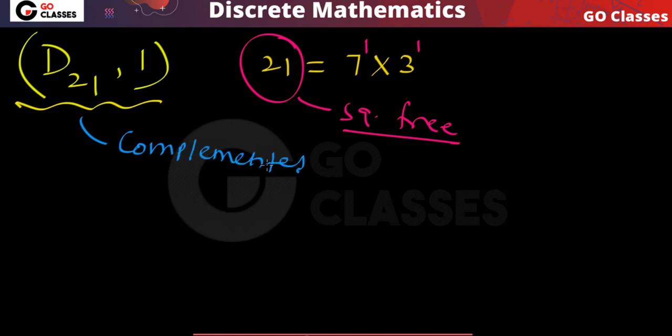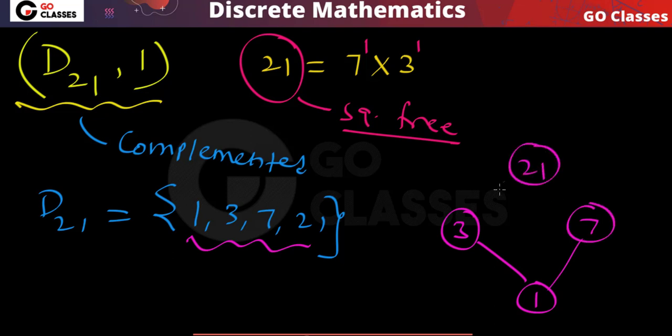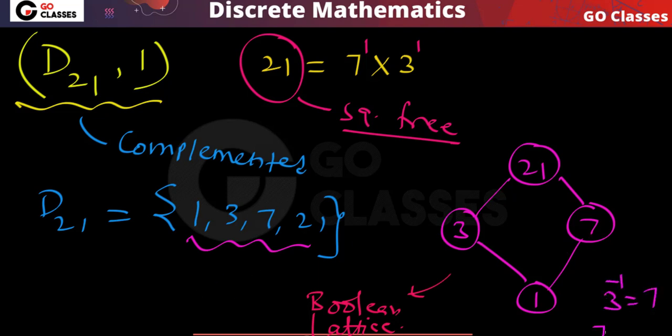Why is this complemented? What is D21? D21 is 1, 3, 7, 21. These are the divisors of 21. Now, what will be the Hasse diagram? 1 divides 3, 1 divides 7, and 3, 7 divide 21. You already know that this is a Boolean lattice, so this is a complemented lattice. Here you can notice that the complement of 3 is 7, and the complement of 7 is 3. The complement of 1 is 21, and the complement of 21 is 1. This is complemented because 21 is square free.